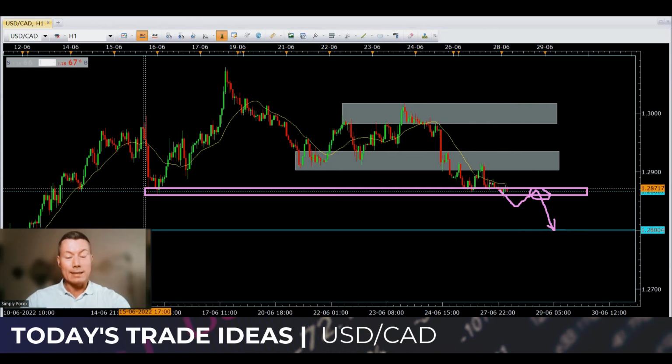I love this pattern where price is using this zone as support. It breaks it, it comes back up, and then uses it as resistance. This pattern is really common, and I love it. It constantly gives me good profits. So we've got three possibilities on how we can short the US dollar, Canadian dollar. That's your trade idea for today, guys. Let's look at news.